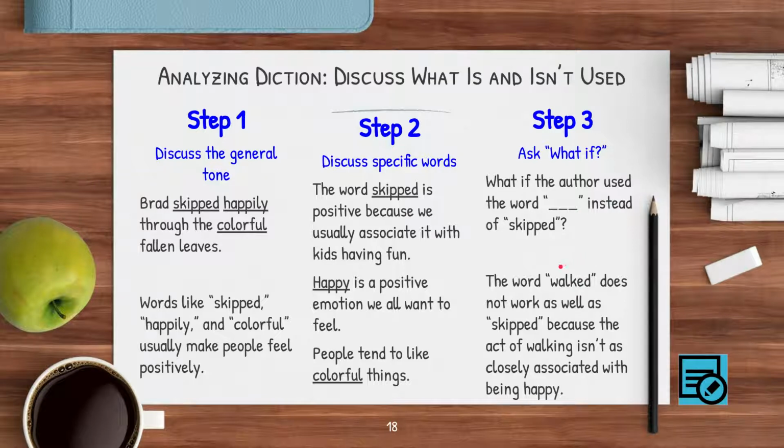Well, my answer to that question is the word walked doesn't work as well as skipped because the act of walking isn't as closely associated with being happy, right? You hear skipping and most of us immediately think that that person is happy. You hear walked and most of us don't know how somebody is feeling when they do that. Right? You can walk happy or you can walk angrily, etc.